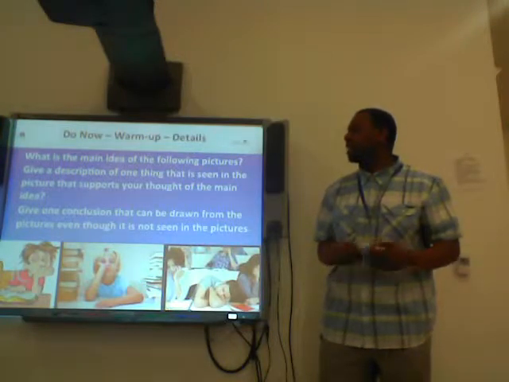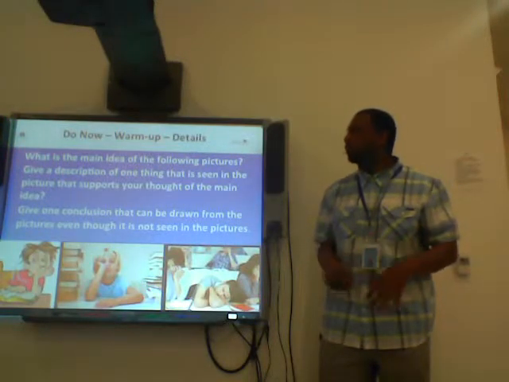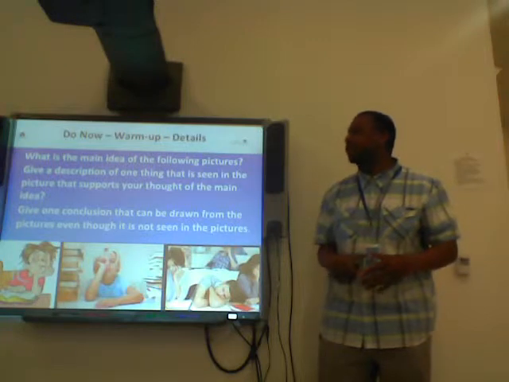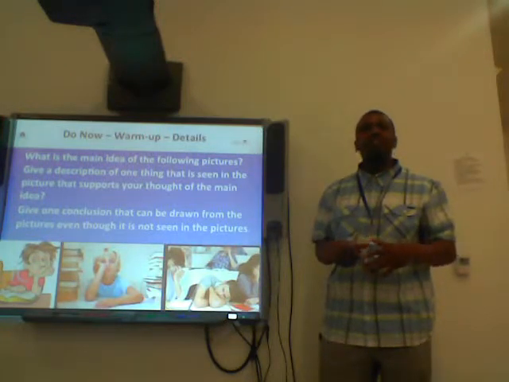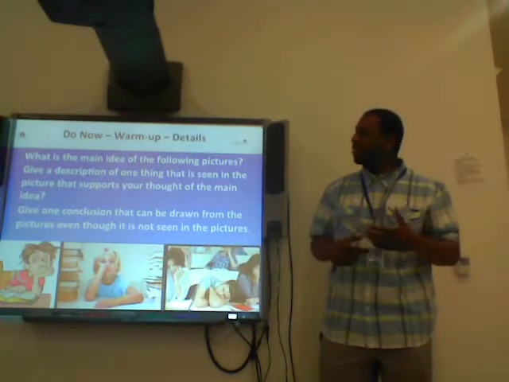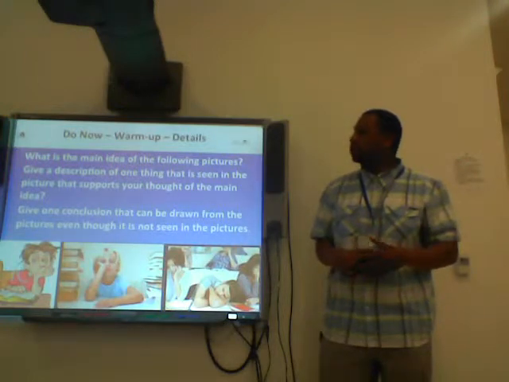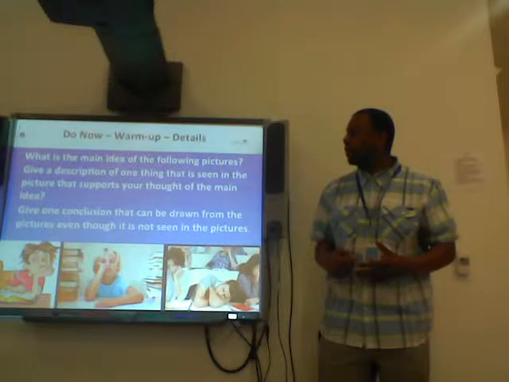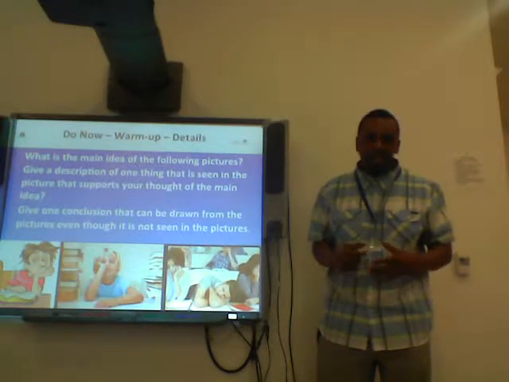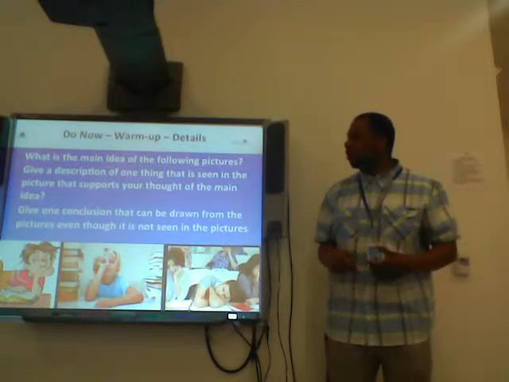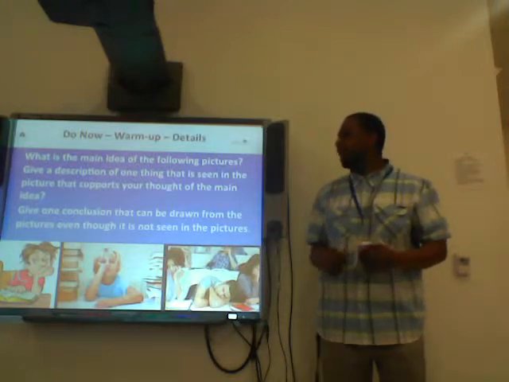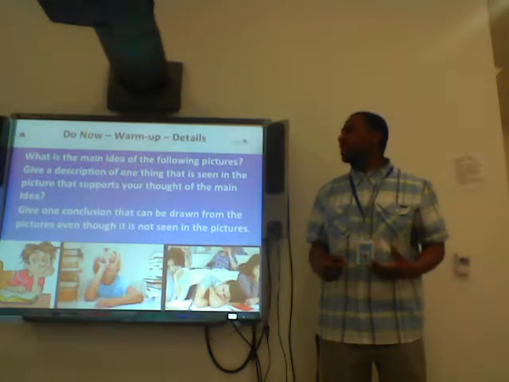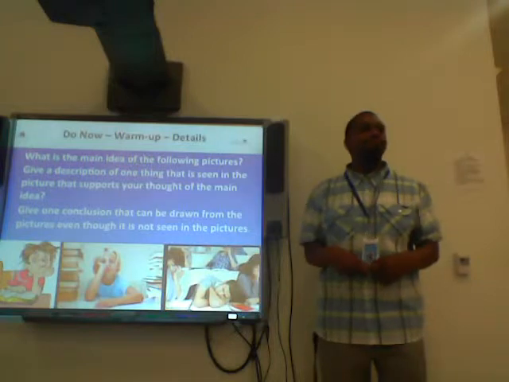Now, the last question says, give one conclusion that can be drawn from the pictures even though it's not seen. So let's see if we can now come up with a detail or a semblance of details that we can draw, or assumptions that we can come up with based off of things that are not displayed in the picture. So what conclusion or assumption can we come up with that will help us to understand the pictures more even though it's not directly seen?